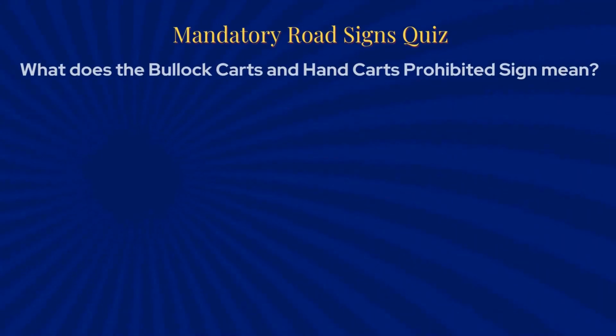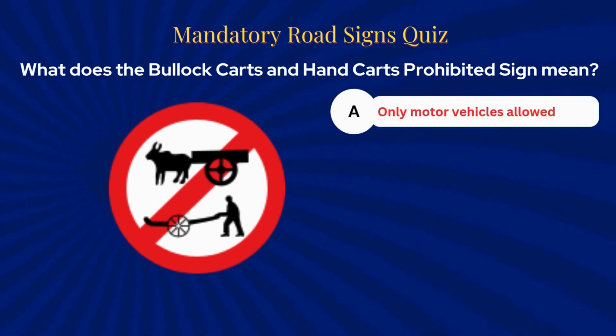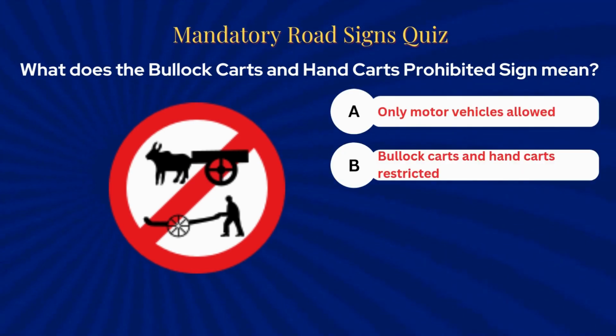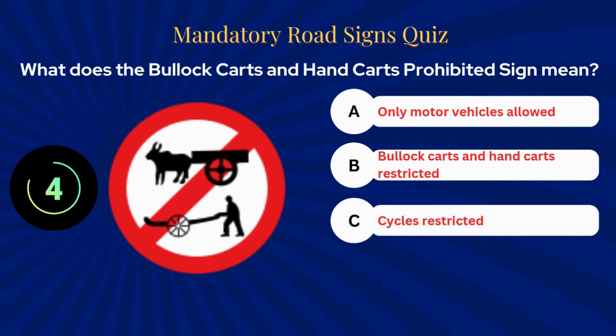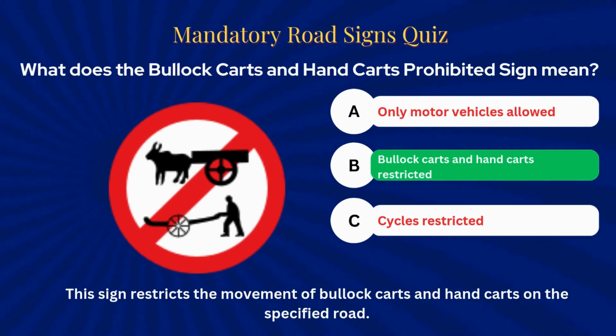What does the bullock carts and hand carts prohibited sign mean? Options are only motor vehicles allowed, bullock carts and hand carts restricted, and cycles restricted. Answer is bullock carts and hand carts restricted. This sign restricts the movement of bullock carts and hand carts on the specified road.